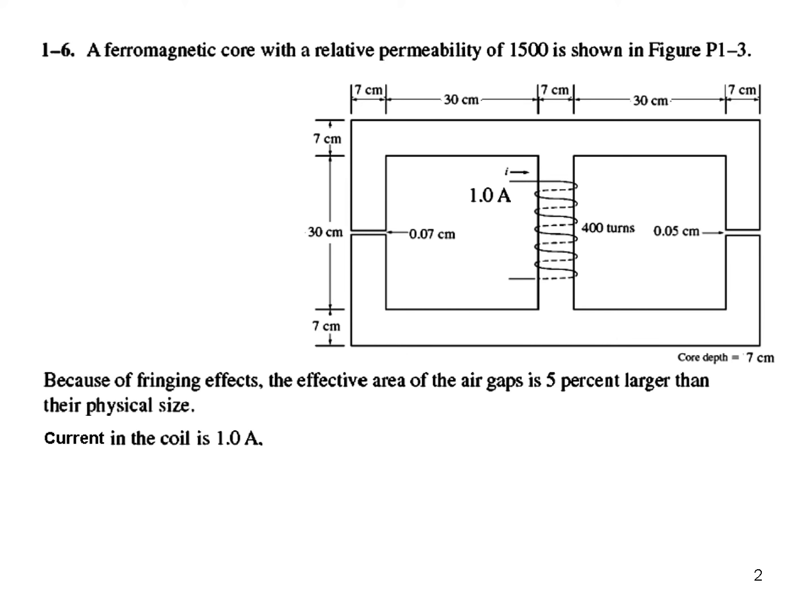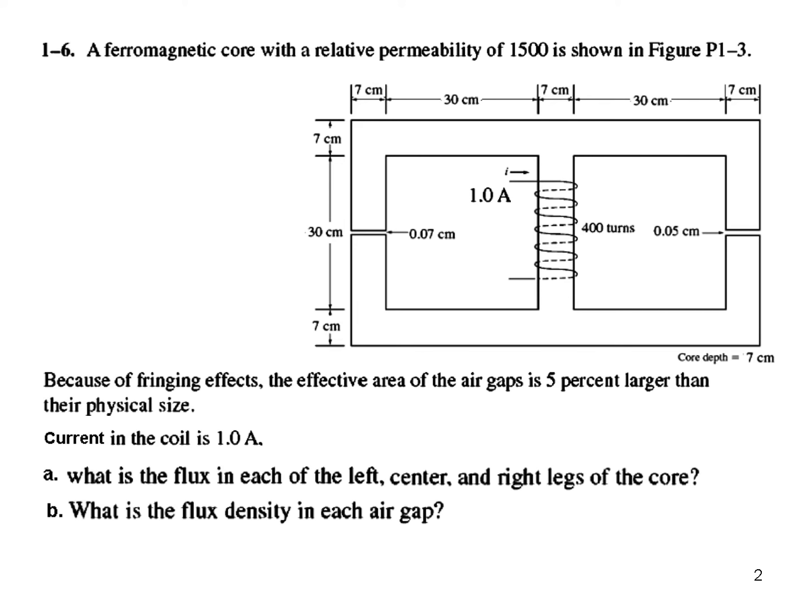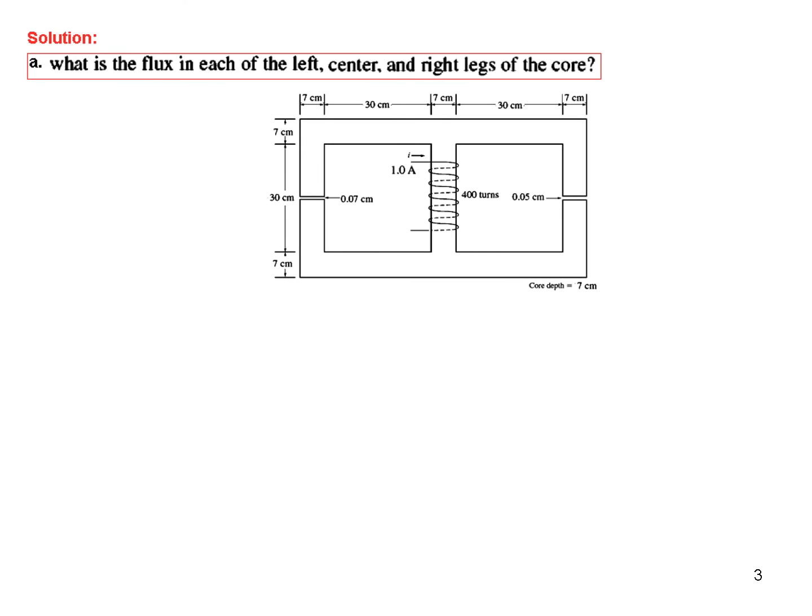Current is given as 1 ampere, and we have to find flux in each of the left, center and right legs. So flux in this leg, center leg, right leg. Also we have to find the flux density in each of the air gaps. So flux density here and flux density here. Okay, so the first question, to find the flux in each of the legs.